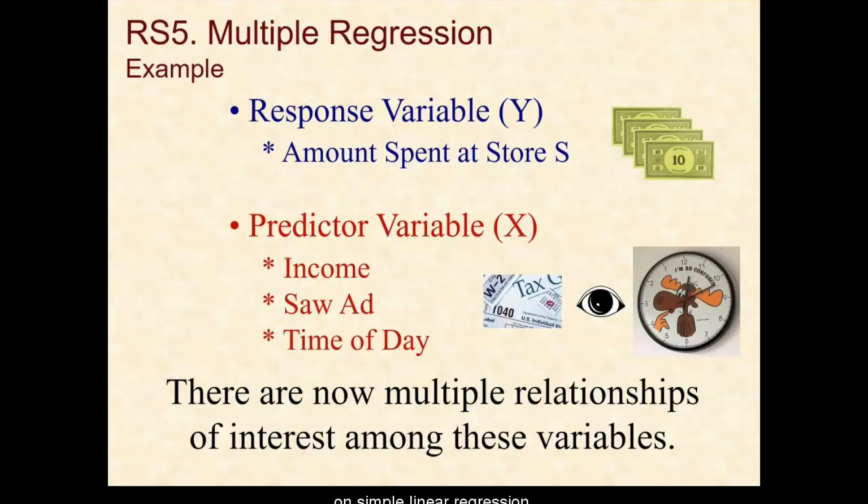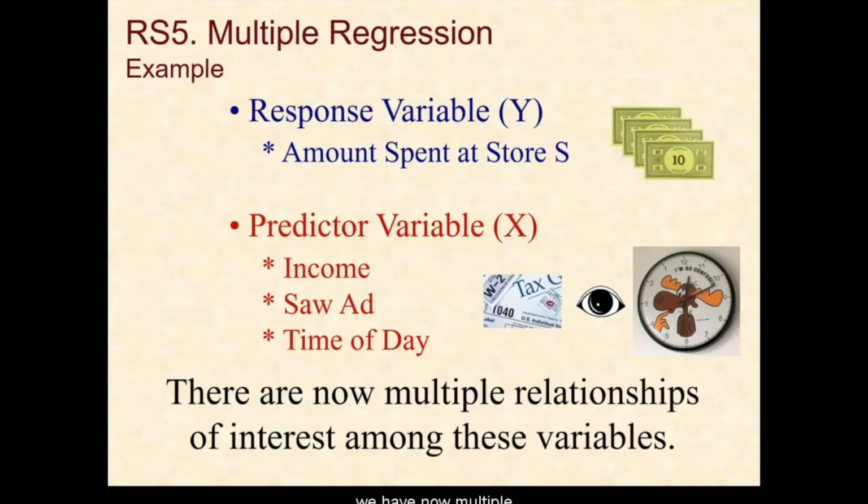As mentioned, although our initial focus is on simple linear regression, we are mindful that our more general interest is in multiple regression. An expanded multiple regression example is shown. The amount spent at our store is still our interval level response variable, but now we have multiple predictor variables. At least one of the predictors is interval level, for example, income in this example. Though others of the predictors can be nominal level variables, for example, whether the shopper saw the ad or not.